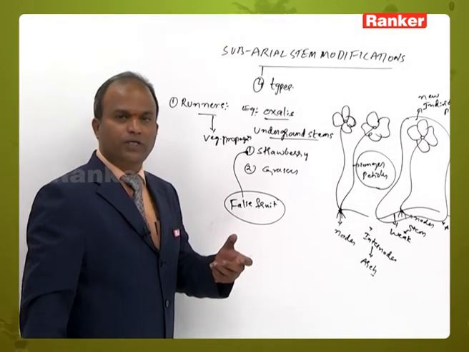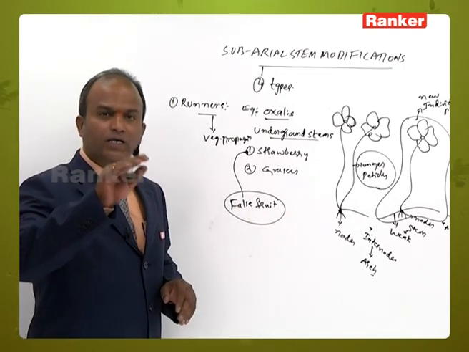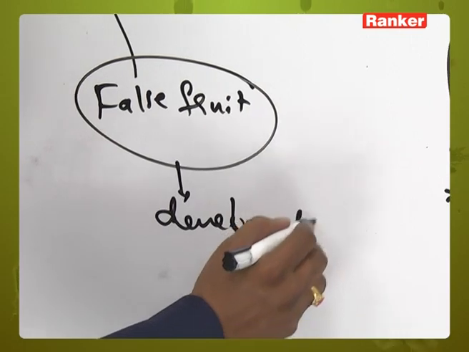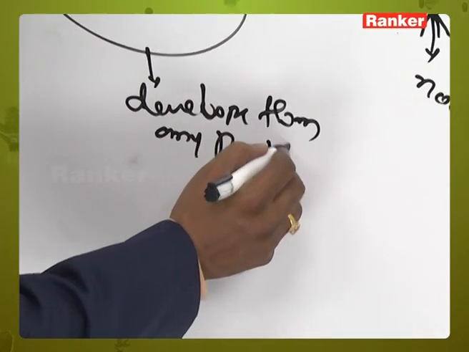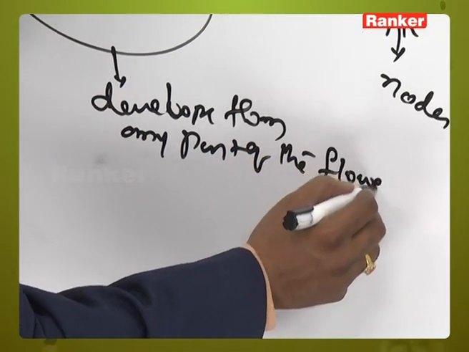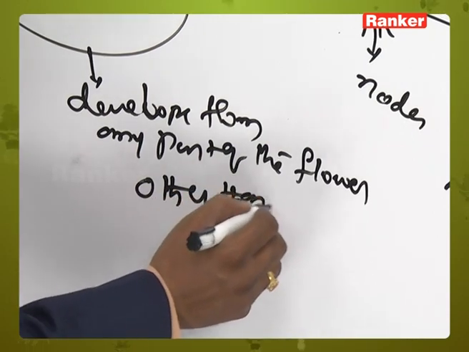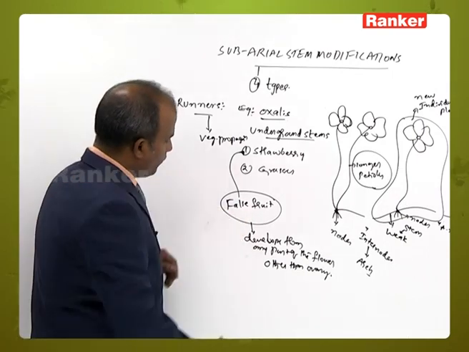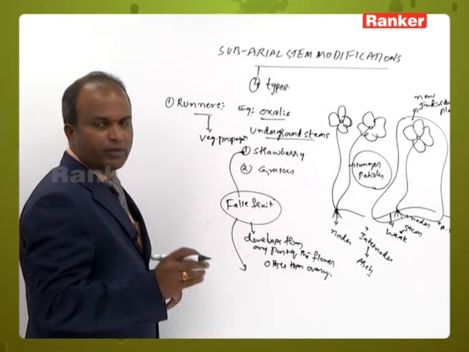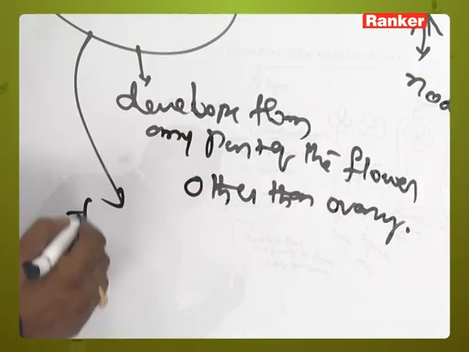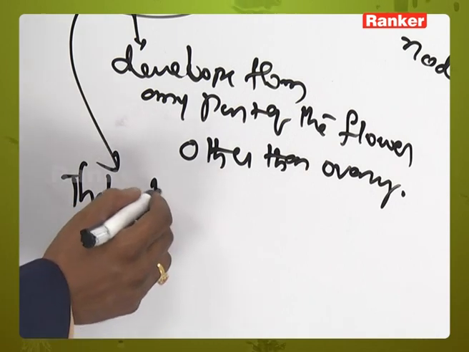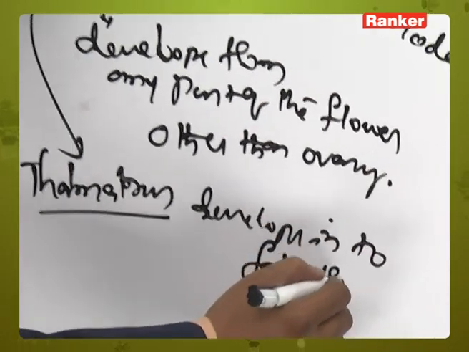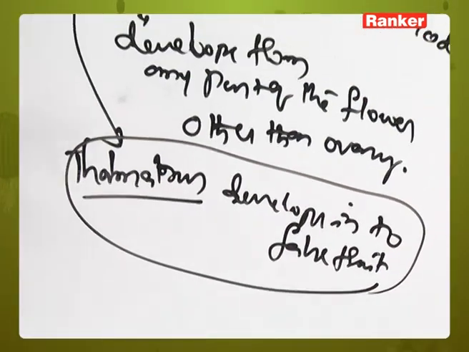What is meant by false fruit? A false fruit develops from any part of the flower other than the ovary. This type of fruit is a false fruit. In this false fruit, the thalamus develops into the false fruit. Thalamus develops into which fruit? False fruit. And one more thing.